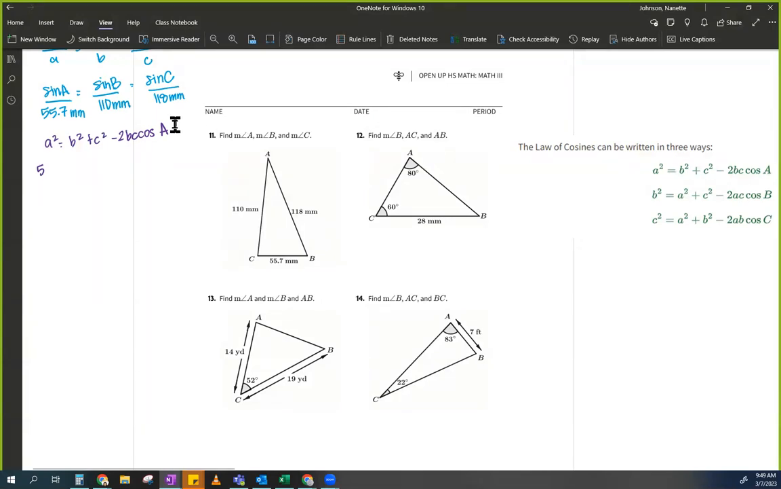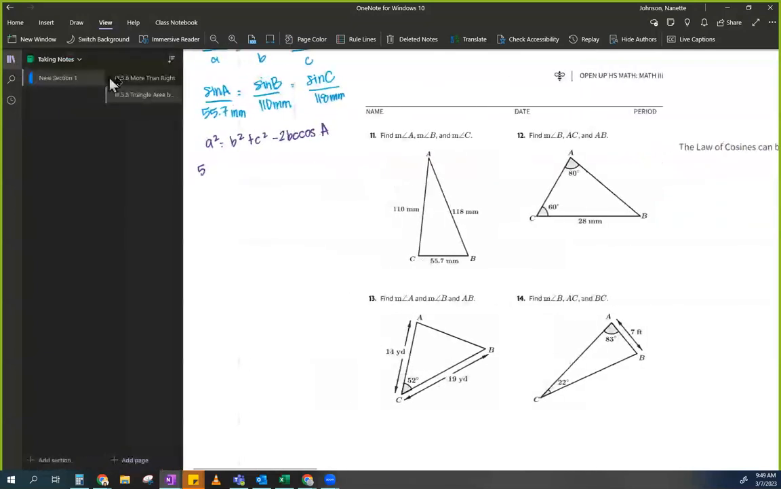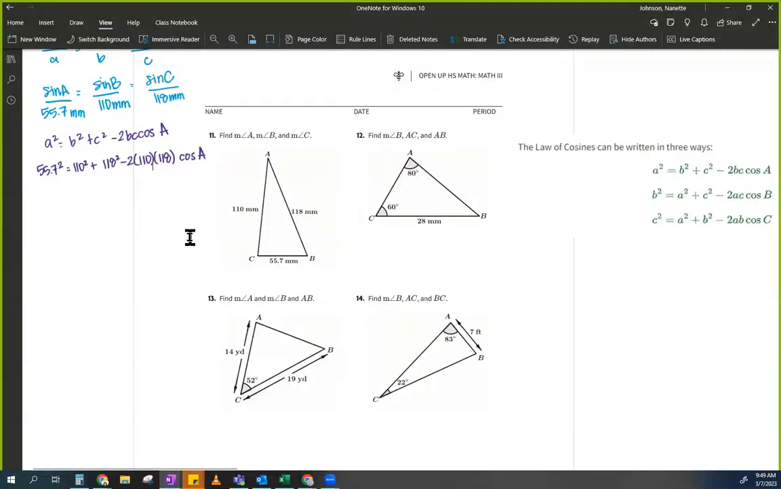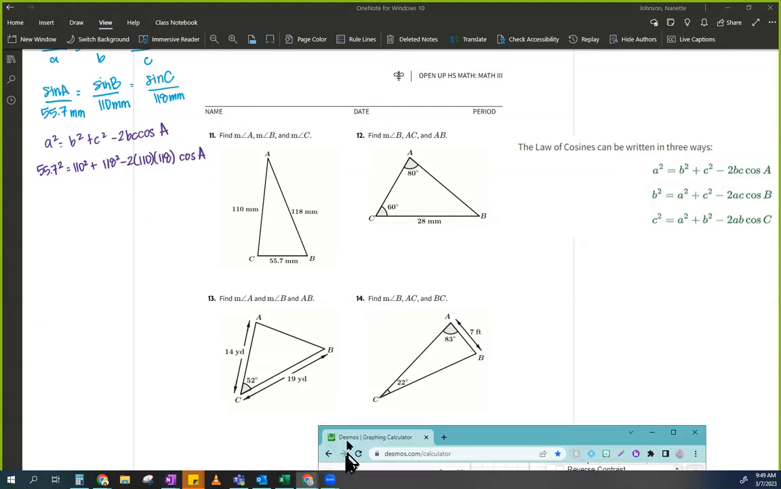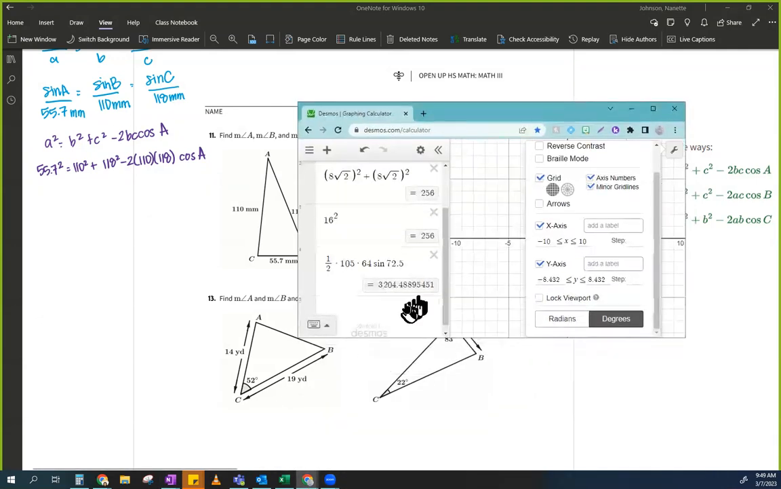If you're saying, hey, Ms. Johnson, how do you get cosine? Your brain should already be asking, how am I going to get A out of cosine? Some of you already remember how to get A out of cosine. I'm going to let this catch up to me so that you can see how I plugged in. I literally plugged in a for a, b for b, c for c, cosine A is still cosine A. Then I'm going to simplify and we'll see what we can get.